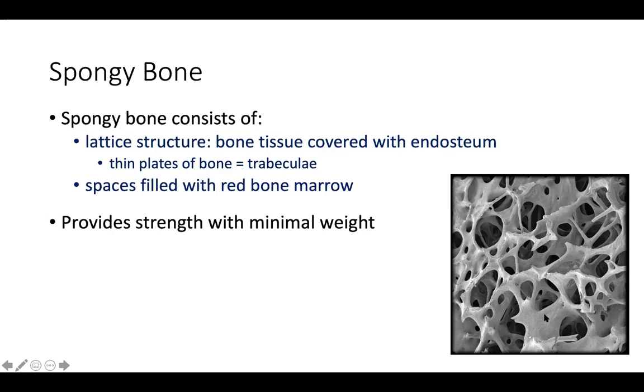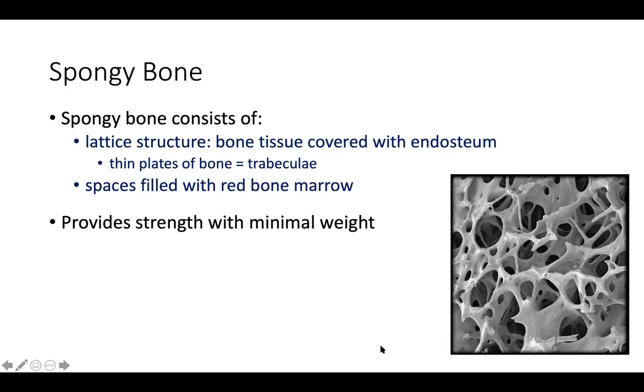The spaces in between all of those are filled with red bone marrow. I haven't talked about bone marrow really in detail. I think on the next 2 slides, I'll go into some detail on bone marrow. But bone marrow is filling all of those holes. And I'll say why bone marrow is important in just a second. So you have this lattice of bone filled with bone marrow, specifically red bone marrow. There's 2 types. All right, so that's spongy bone.